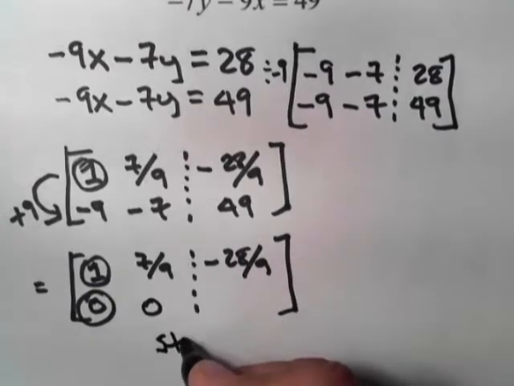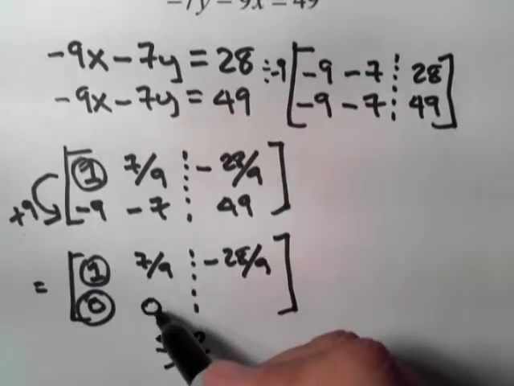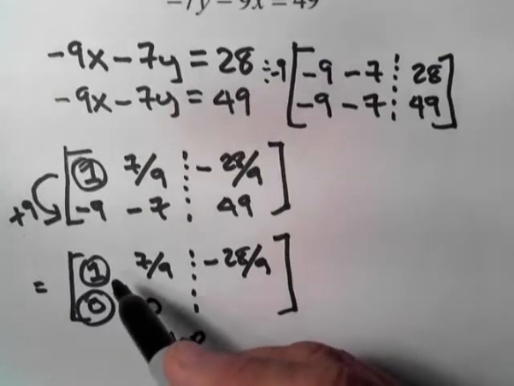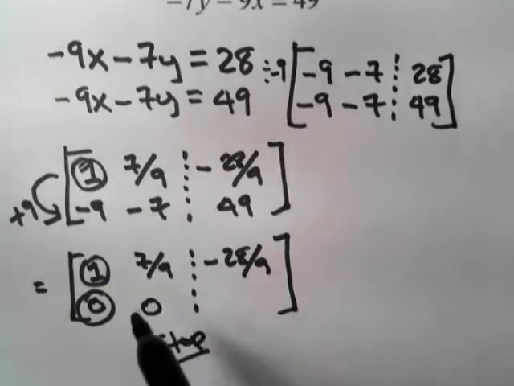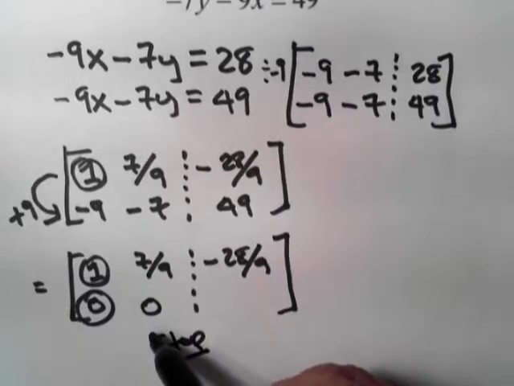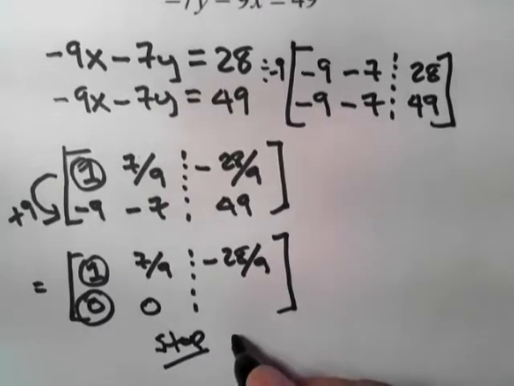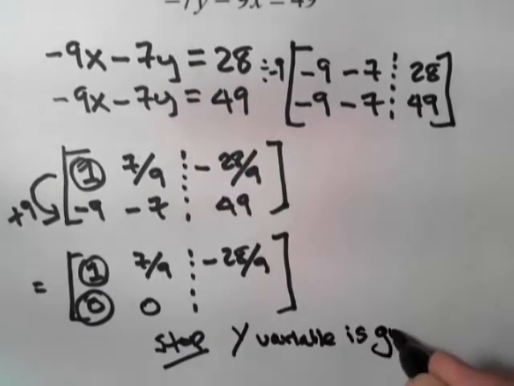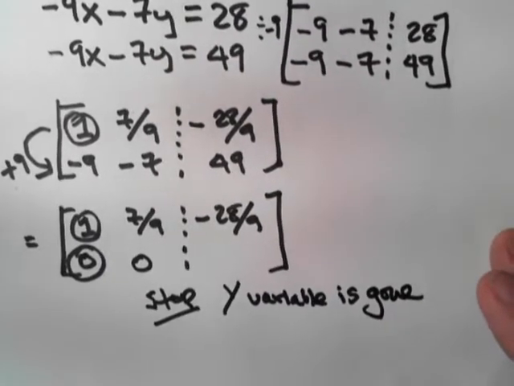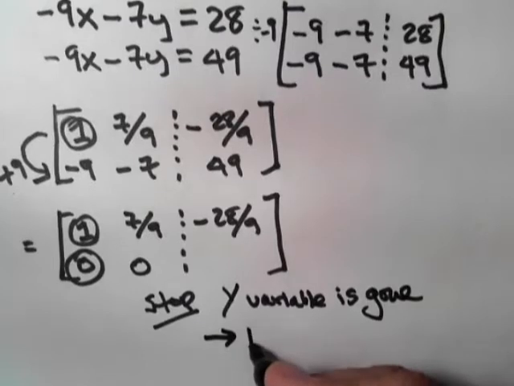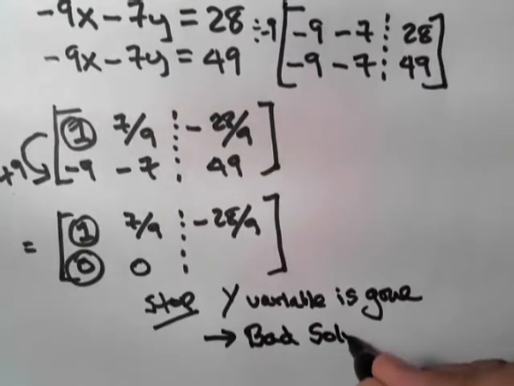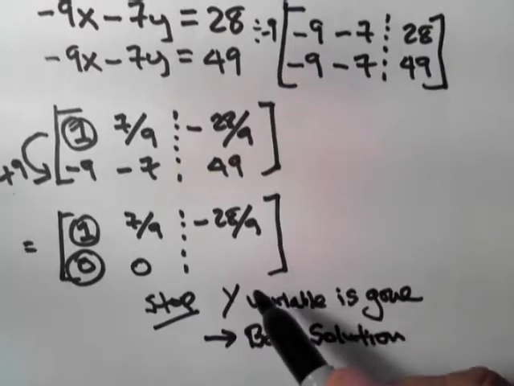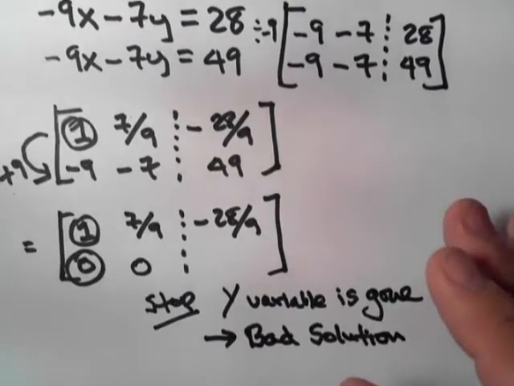Well, we can stop right at this point because there's no way we can turn this into a 1. We can't divide 0 by 0. That's undefined. So what just happened here is we lost our variable y. Well, what that means is the y variable is gone. And remember, in systems of equations, when you lose variables like this, what that means is you've got a bad solution. In other words, there's no x, y that solves this. What happens is these lines are either parallel to each other or on top of each other.